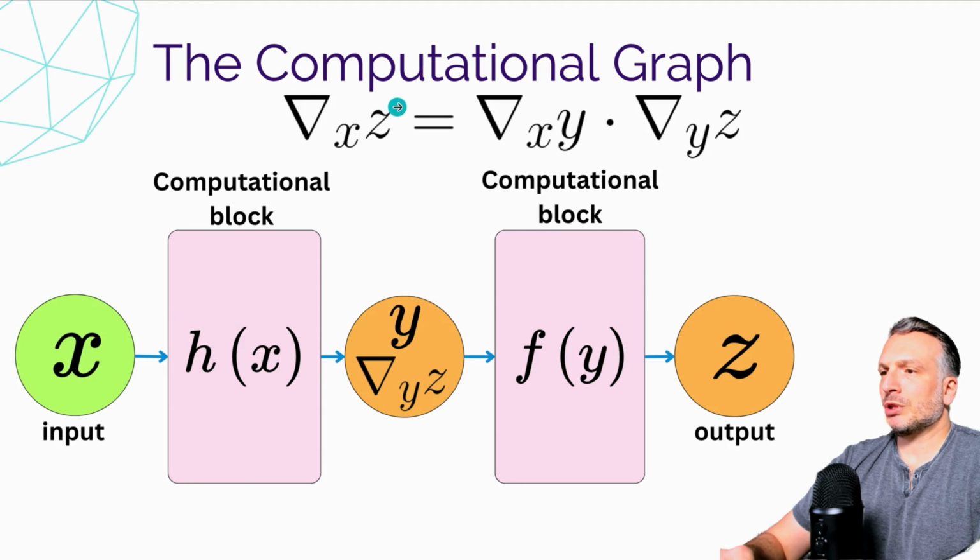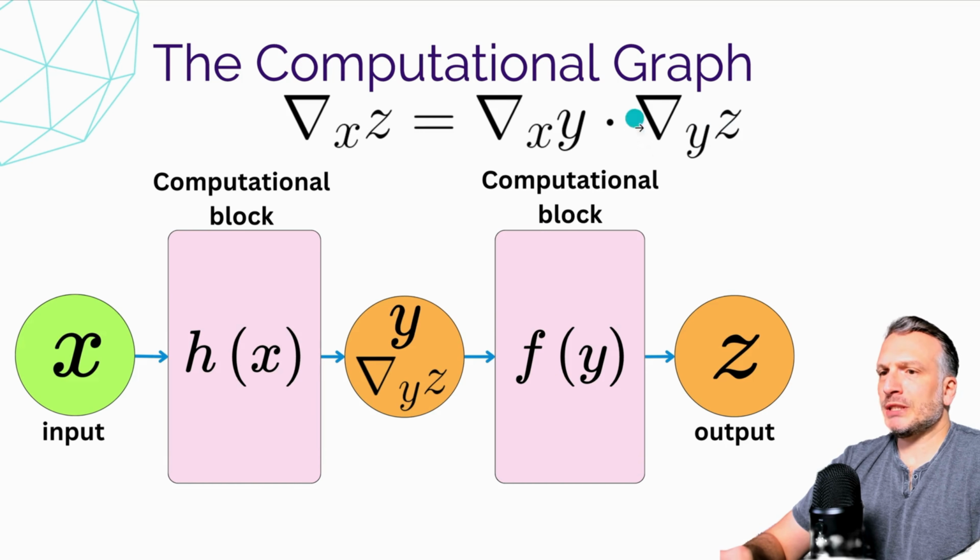Now let's compute the gradient of the output with respect to the input x. To do that, I can just apply the chain rule. So the gradient of z with respect to x is equal to the gradient of y with respect to x times the gradient of z with respect to y.